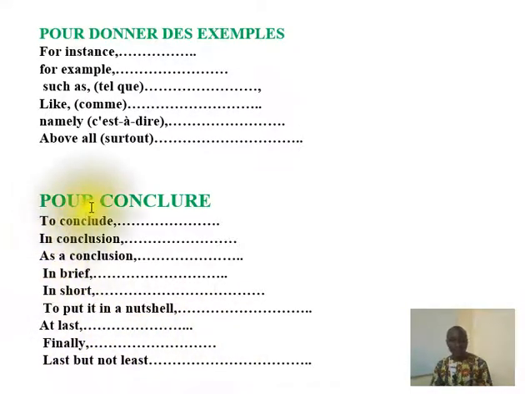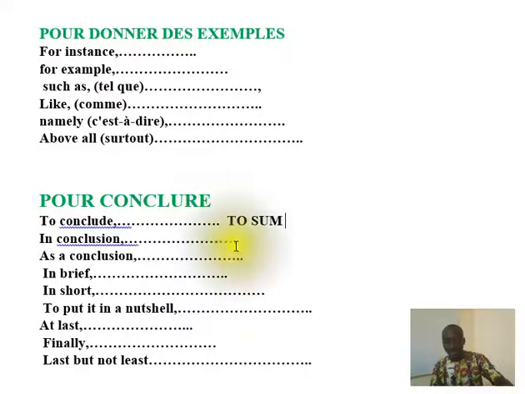Ok. Donc pour conclure, on a to conclude, ou bien, on peut ajouter un mot ici, to sum up. To sum up, ok. Voilà, to sum up, comme ça. Je vais écrire ça, minuscule, c'est mieux. To sum up, ok, comme ça. To sum up, ça aussi, ça veut dire pour conclure. To sum up, conclure.